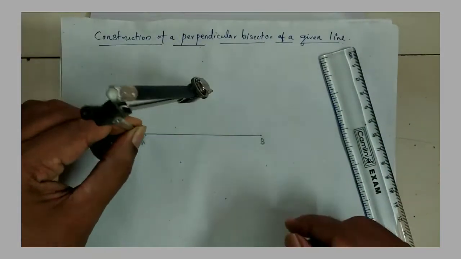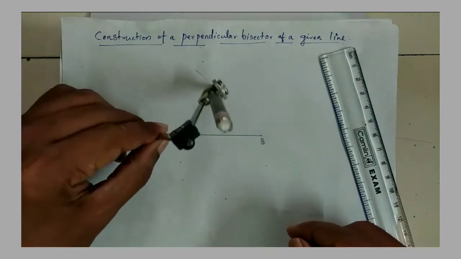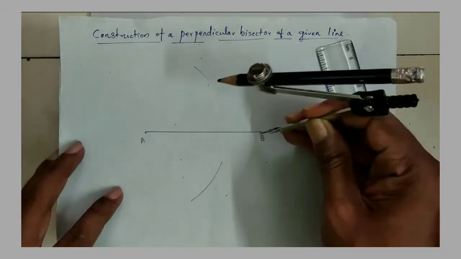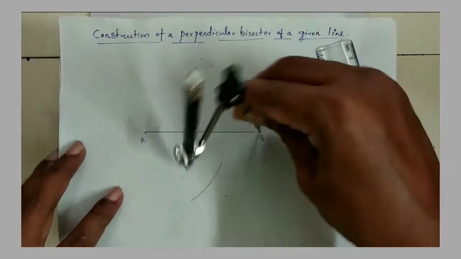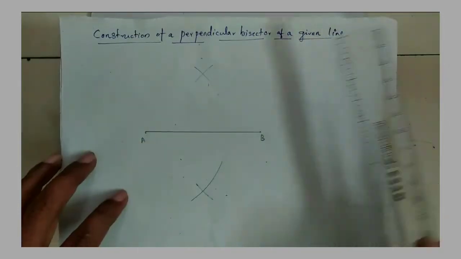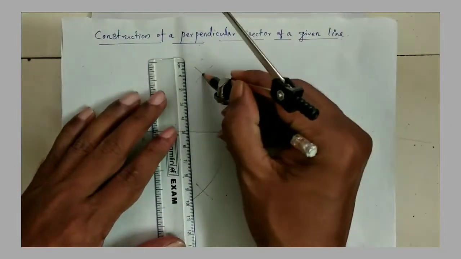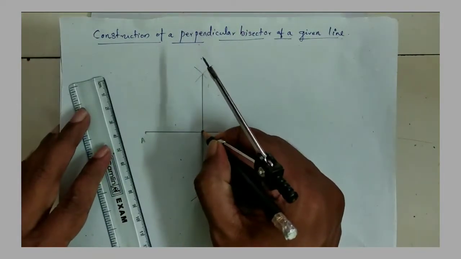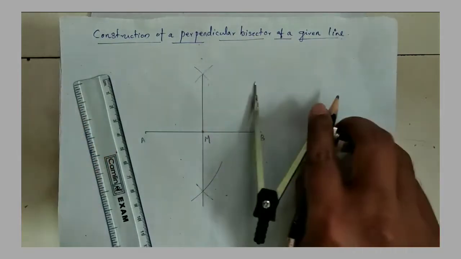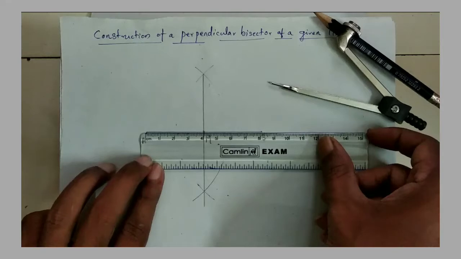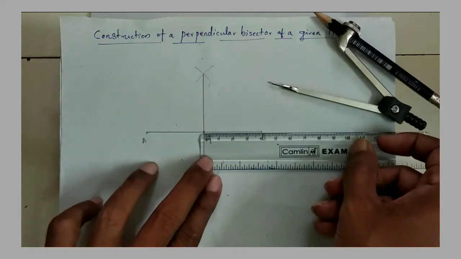Put your compass on A as a center. Draw a curve above the line AB and below the line AB. And the same procedure on B, and cut the previous arcs and join the line. You will get a midpoint of line AB, so 8 centimeter AB, that means 4 centimeter AM, and MB is also 4 centimeter.